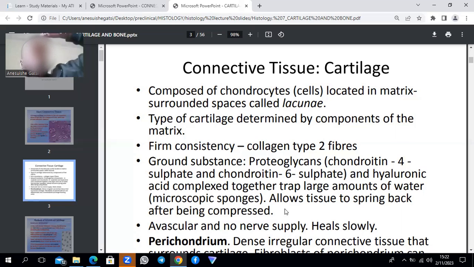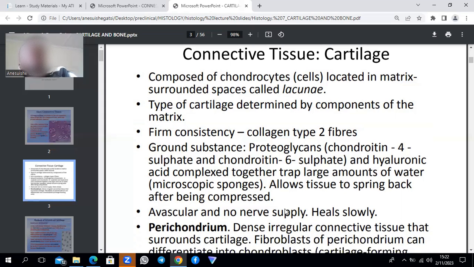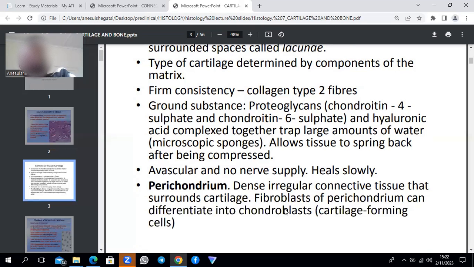Then we said cartilage is avascular. It has no nerve supply. Remember, epithelium was avascular, but it was highly innervated. But cartilage is avascular and has no nerve supply. And if something is avascular, it's going to heal slowly. Why? Because you need a good blood supply for proper healing, right? Since it's avascular, you need somewhere the nutrients and oxygen are going to come from. So they come from something that surrounds it, which we call the perichondrium. The perichondrium is a dense irregular connective tissue. That's where you're going to have the supply for all those things, right?